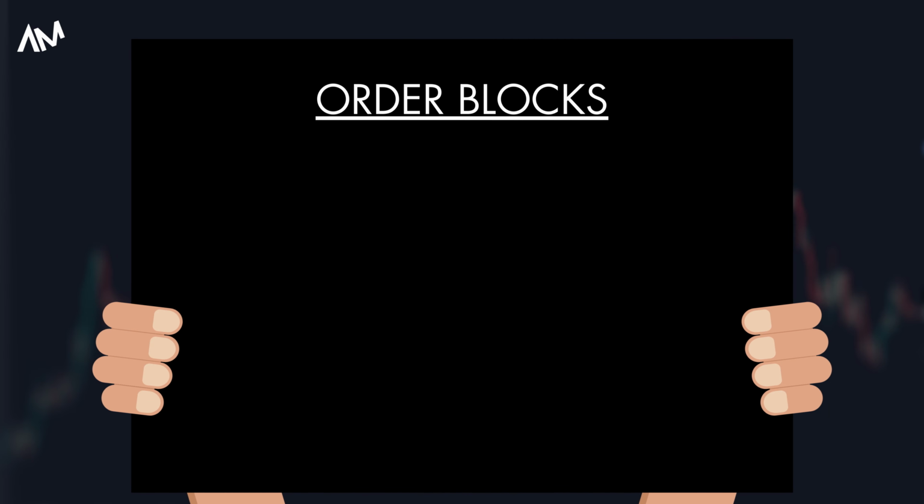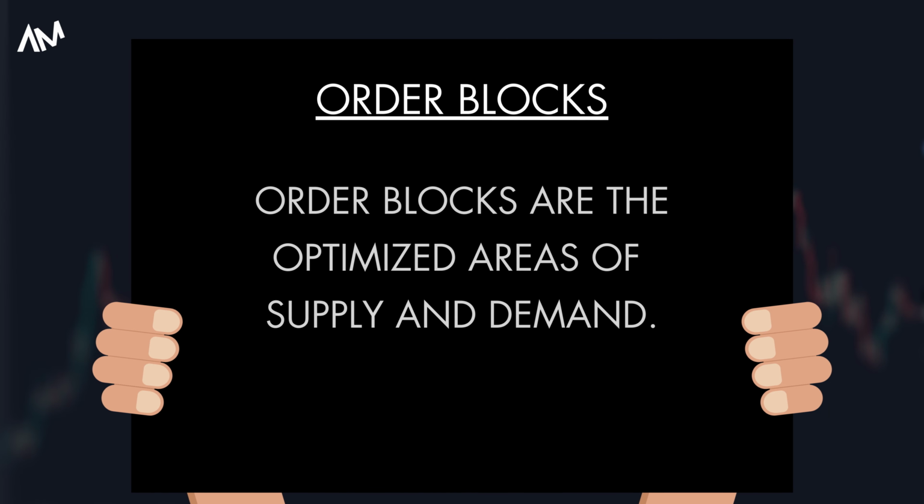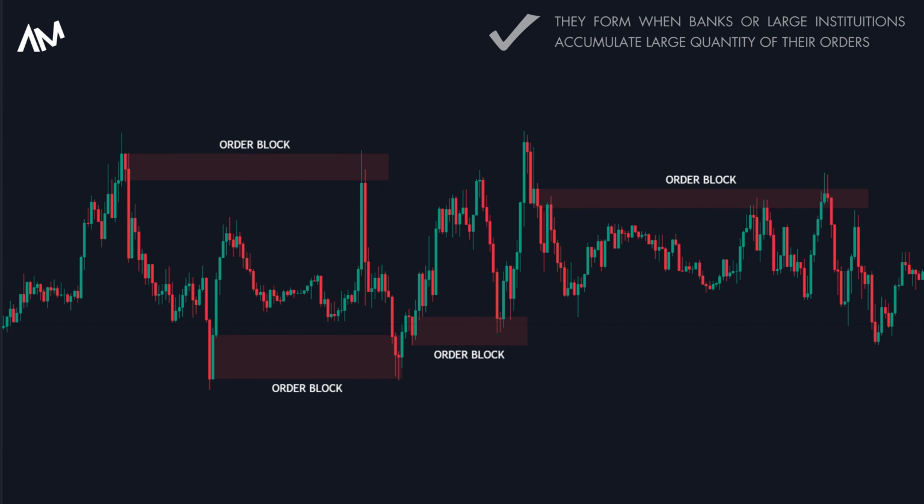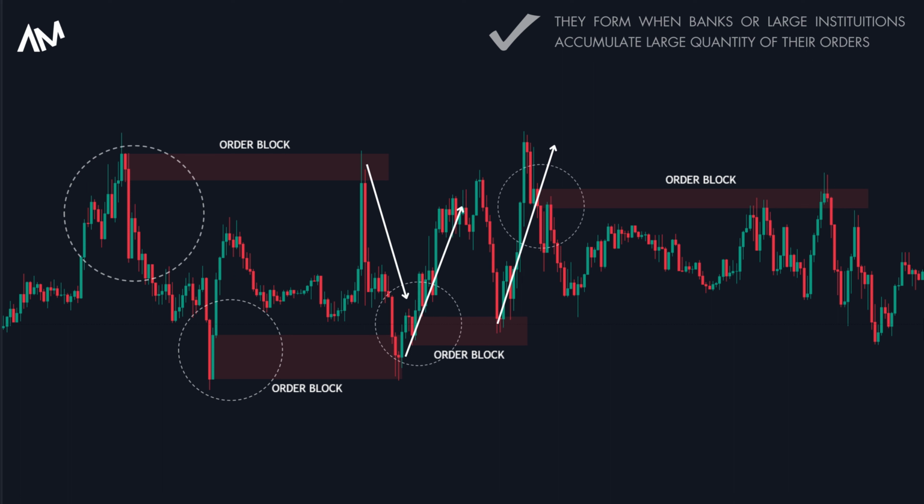Now let's take a closer look at the first principle of smart money trading, the order block. An order block is an optimized area of supply and demand that forms when banks or large financial institutions accumulate large quantities of their orders in a specific area. This accumulation causes a drastic movement in the market, leading to a significant price change.